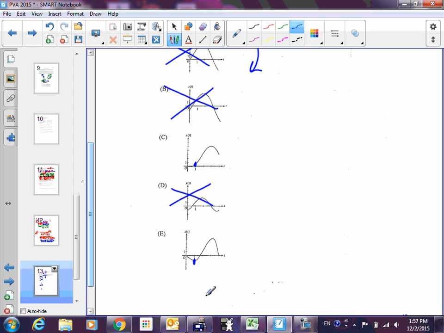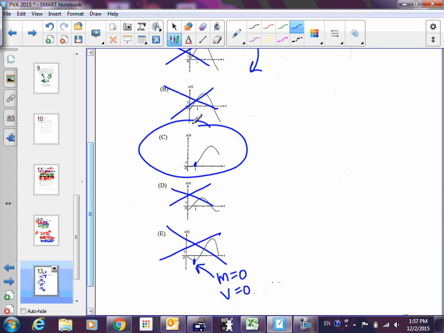And you may not know which one has a slope of 2, but one of these has a more obvious slope. One of these has a slope of 0. Which one has a slope of 0 at t equals 1? On E, right here at t equals 1, the slope is 0, which means the velocity is 0. So it's not E. So C seemed kind of weird, but we got rid of all the other ones, so it has to be C.